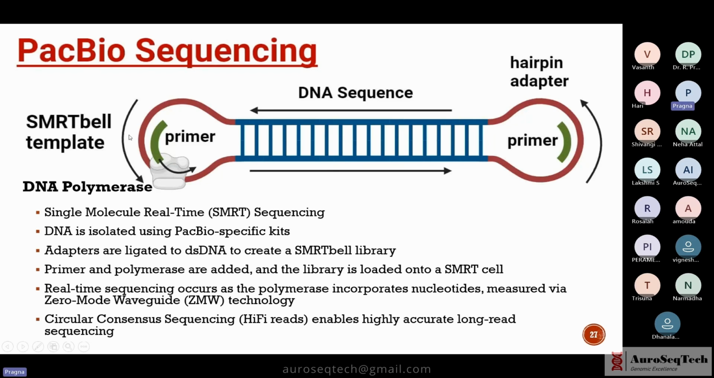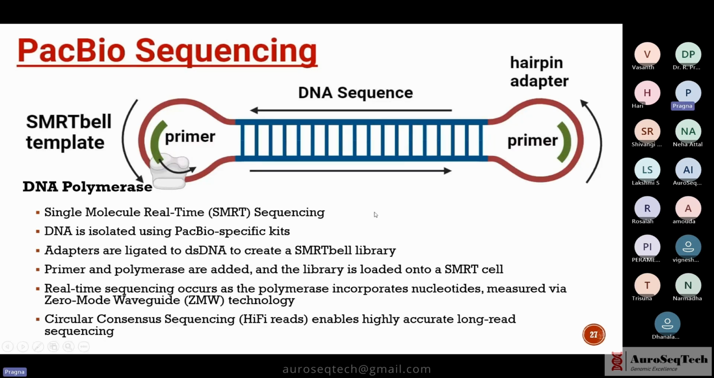Then adapters are attached. As you see, these are hairpin adapters on both ends, attached to the double-stranded DNA. Then a primer and a polymerase, the green color you see, are added. When they are added, the sequencing starts. This makes the library. What happens in real-time sequencing? The polymerase incorporates the nucleotides and forms a circular consensus sequence. It keeps on incorporating nucleotides, making a circle, and what you take here is a consensus sequence.